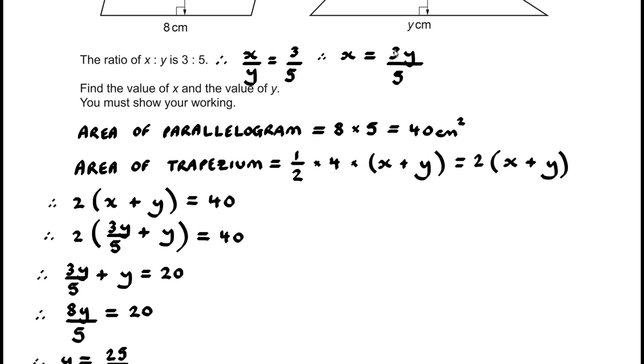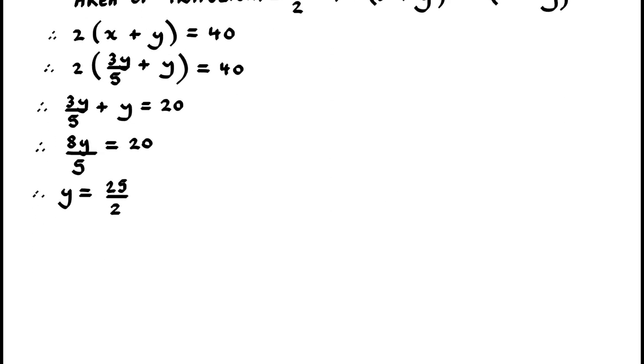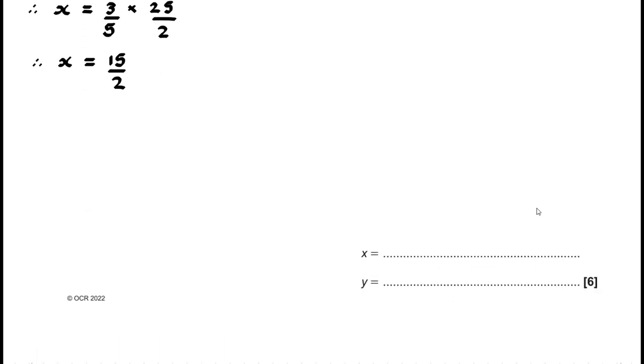And if I substitute this into x equals 3y over 5, that means x is equal to 3/5 multiplied by 25 over 2, which is 15 over 2. So in other words, x is 7.5, y is 12.5.